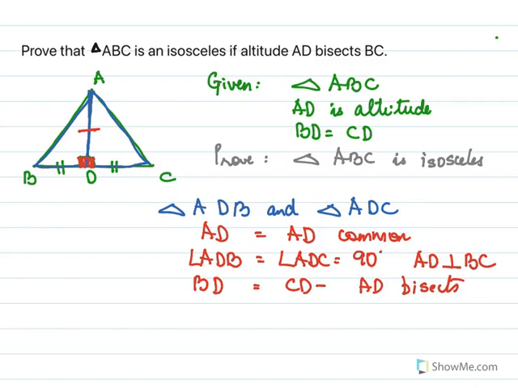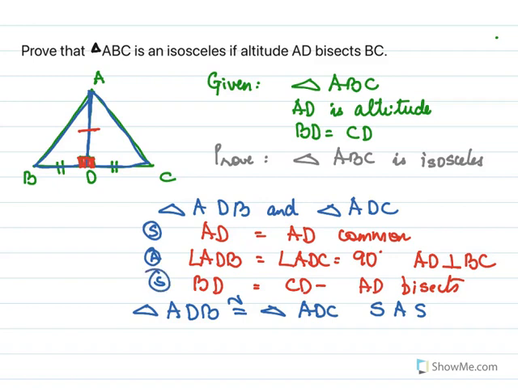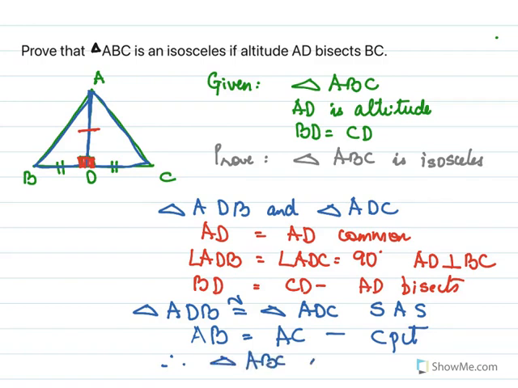So the triangles will be congruent by SAS. So triangle ADB is congruent to triangle ADC by SAS. So this is S and this is your A and this is your S. So by SAS the triangles are congruent. If they are congruent by CPCT, I can say that AB equal to AC by CPCT. Therefore, triangle ABC is isosceles.